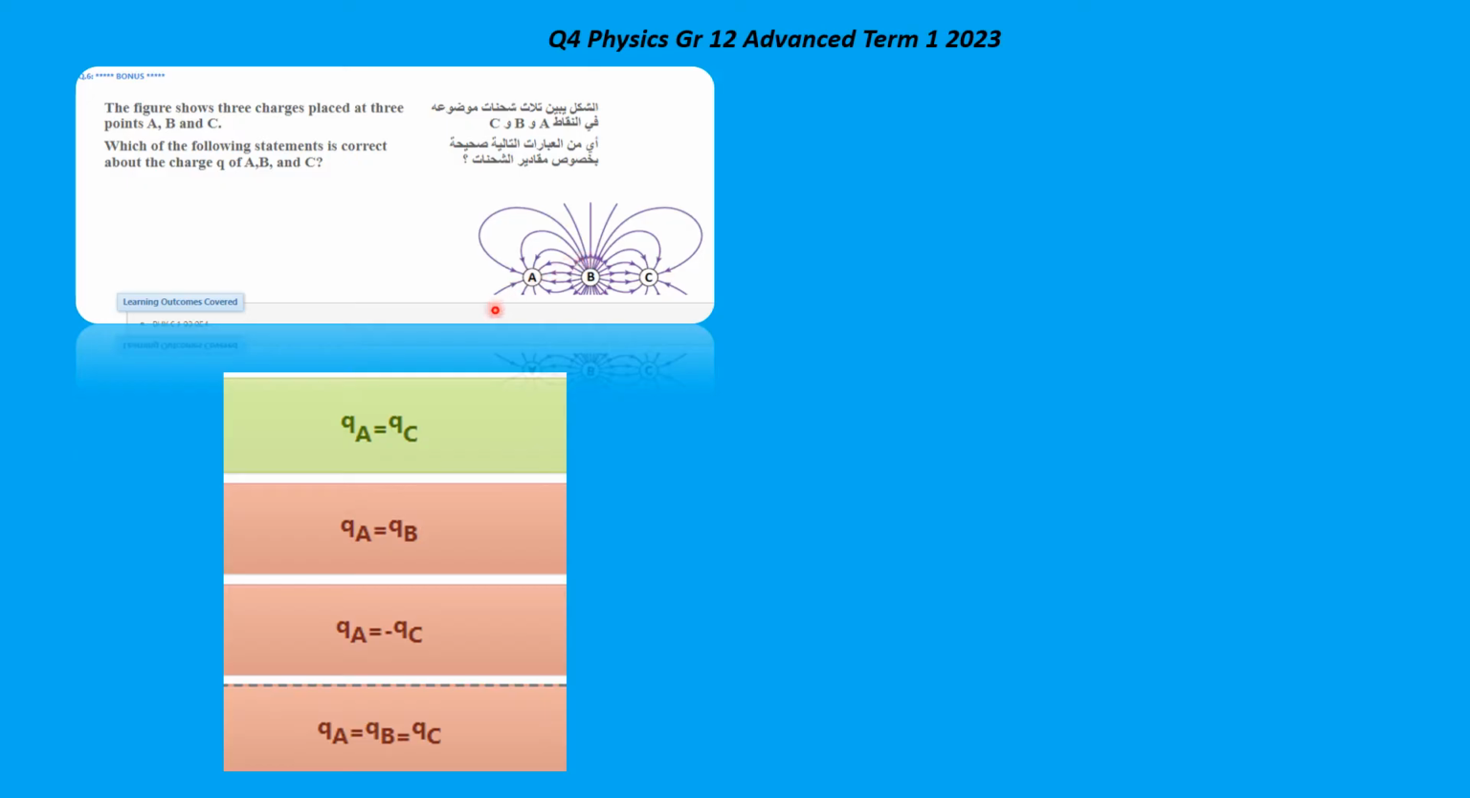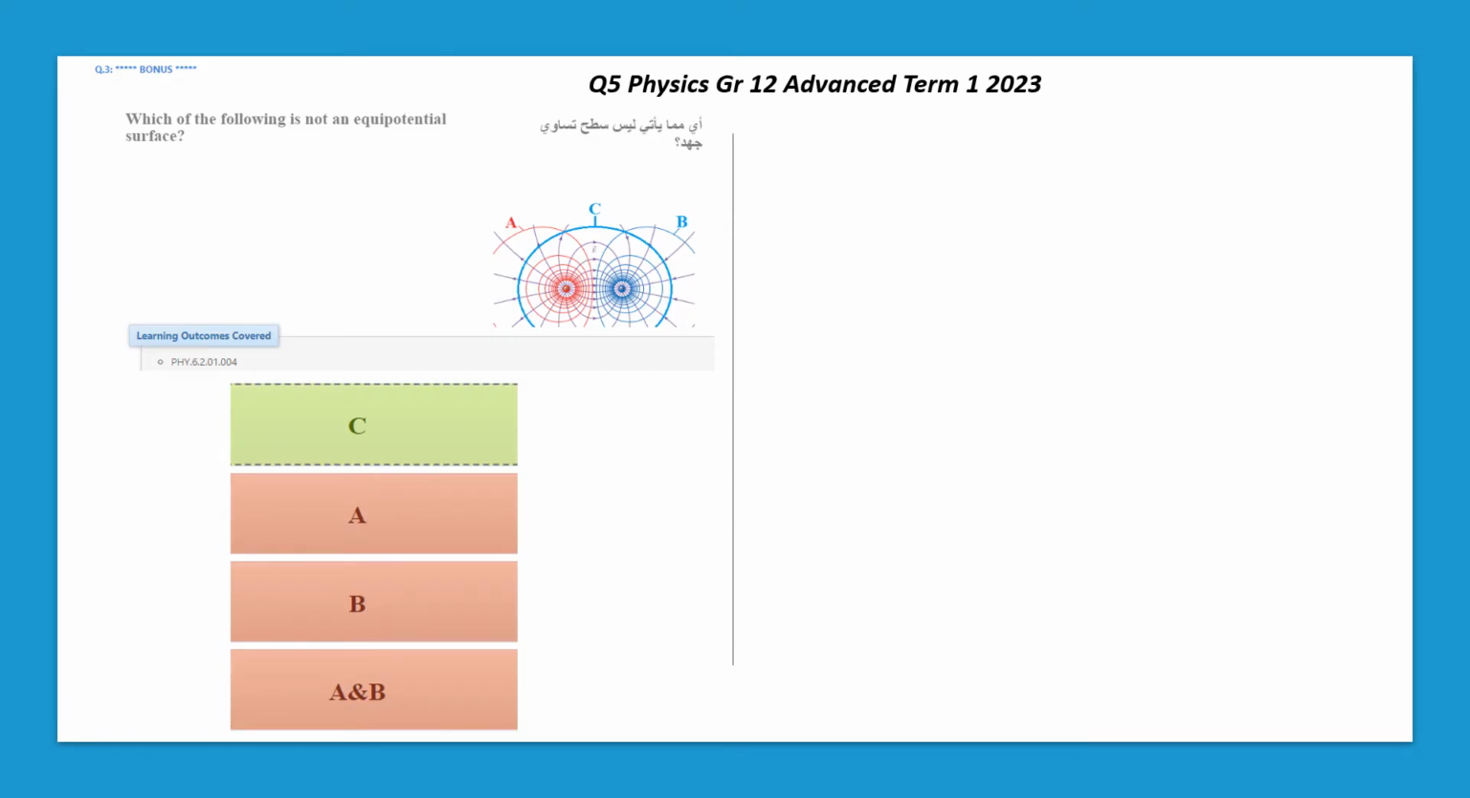So you can say that QA is equal to QC. QB is stronger, so of course it's not the second and it's not the fourth option. What about the third option, QA minus QC? No, that's wrong because both have the same nature. So option 1 is the correct one. We continue with question 5.